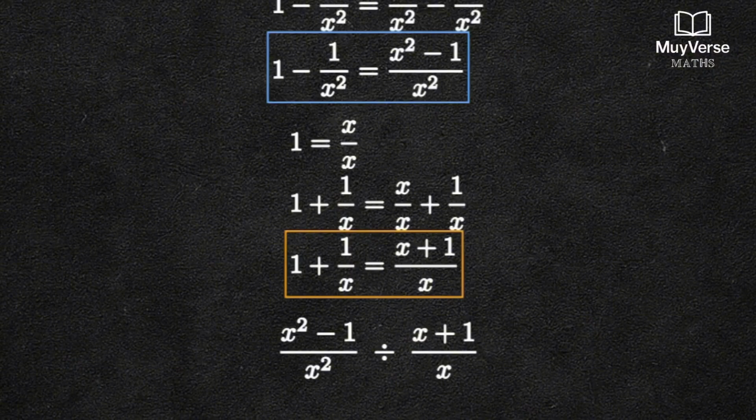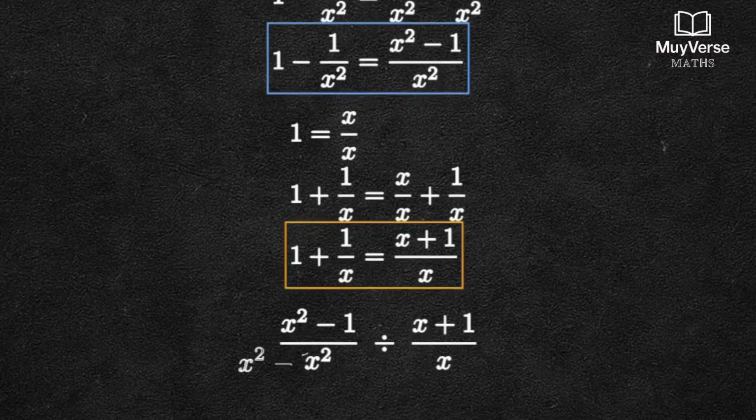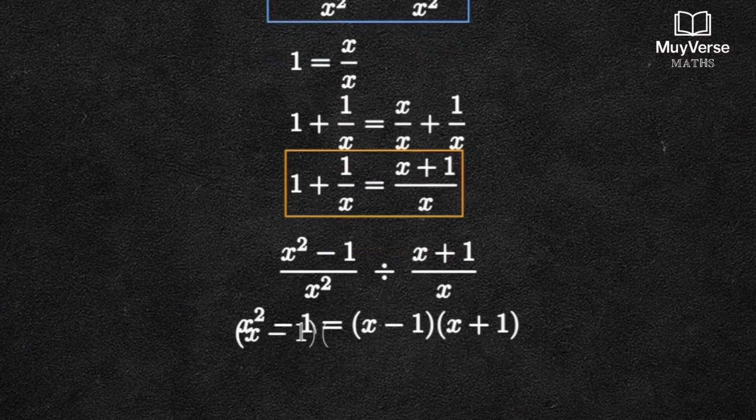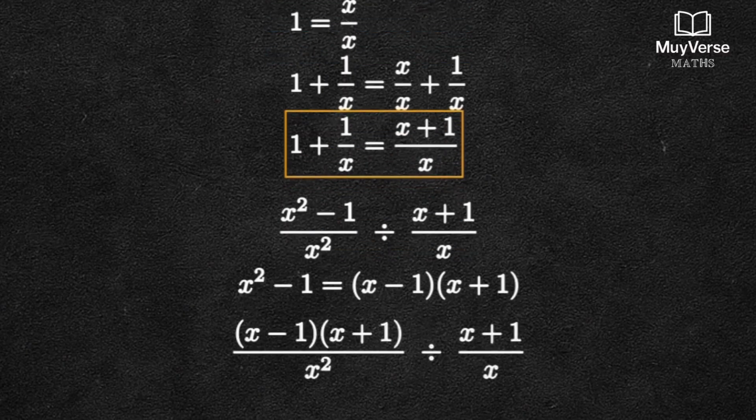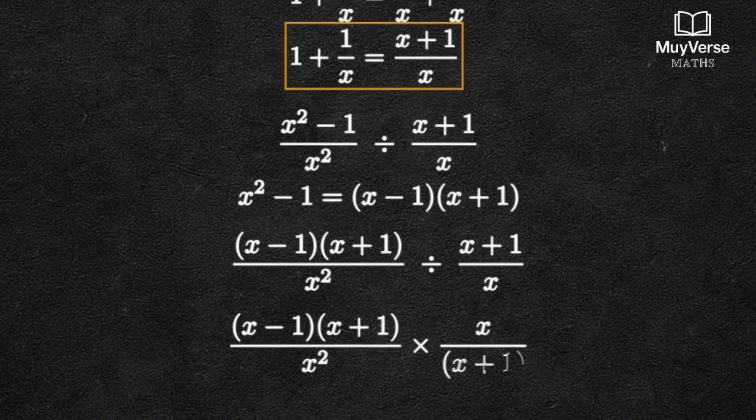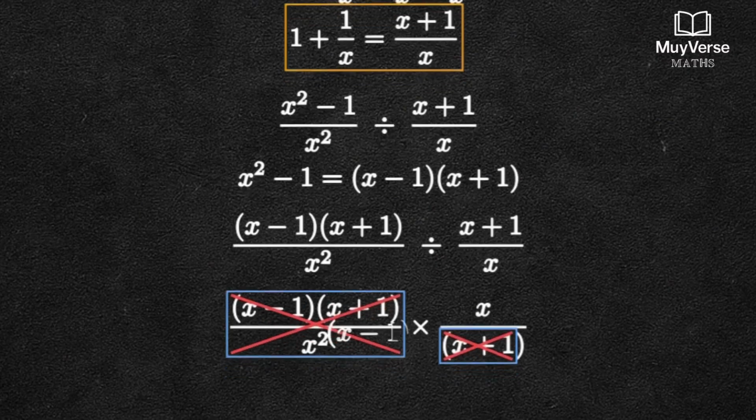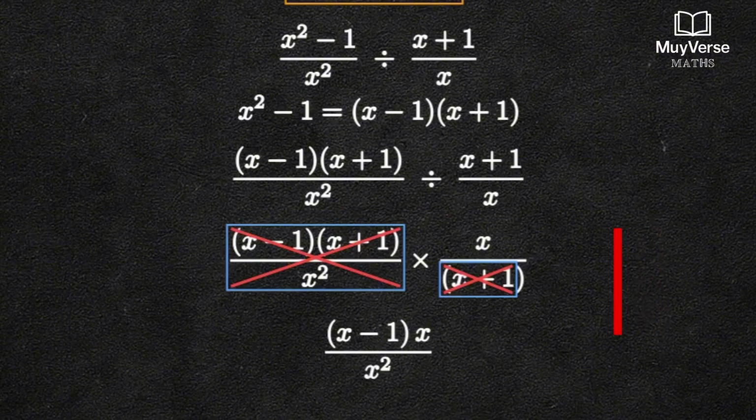Step 2. Factor the numerator x squared minus 1 as a difference of squares. x squared minus 1 equals (x minus 1) times (x plus 1). Step 3. Change division to multiplication by the reciprocal. We multiply by x over (x plus 1). Step 4. Cancel the common factor x plus 1 from numerator and denominator. After cancellation, we get (x minus 1) times x over x squared.